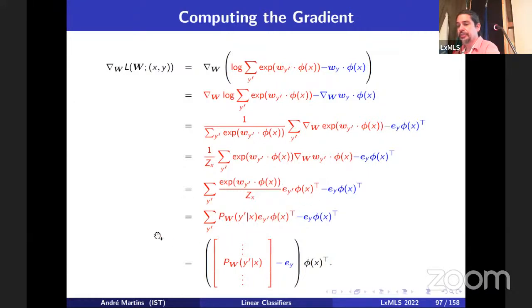And so putting everything together, and this is the only thing that you need to remember from all this exercise, the gradient of the loss function for logistic regression equals the difference between the probability vector according to our model W, whose dimensionality is the number of labels, the probability of each label, minus a one-hot vector that indicates the correct label. This is a vector with all zeros except in the entry corresponding to the true label y, where we have a 1. And then times phi of x transposed. So the result is going to be a matrix, which makes sense because the gradient with respect to a matrix W needs to have the same shape as this matrix.